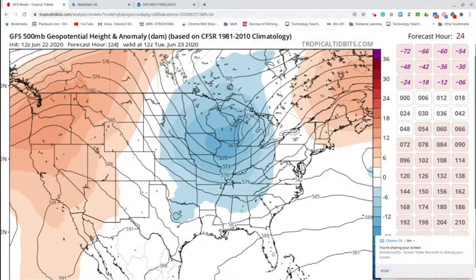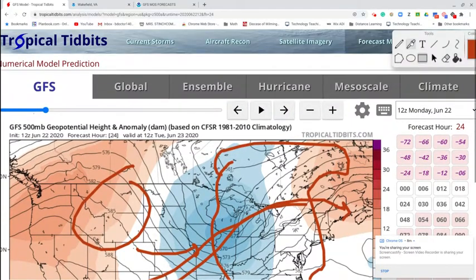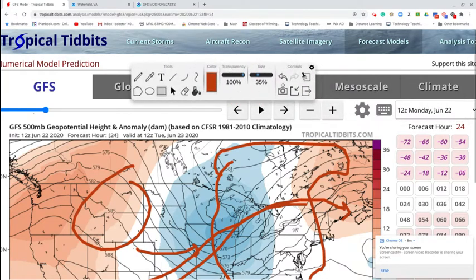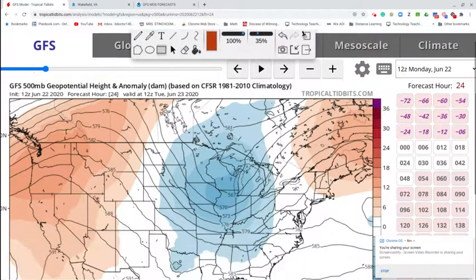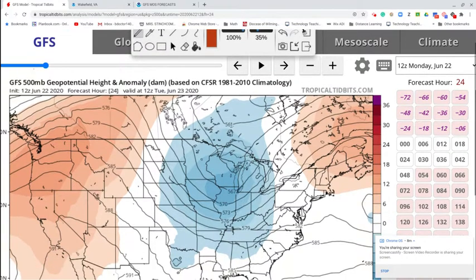Honestly, I could take a look at the 500 millibar chart and I can tell you right off the bat what's going on. Okay, let me be more specific with that. Red Paint, it's a really good app. Okay, so I could tell you what's going on. All right, we have a trough here that's coming in.